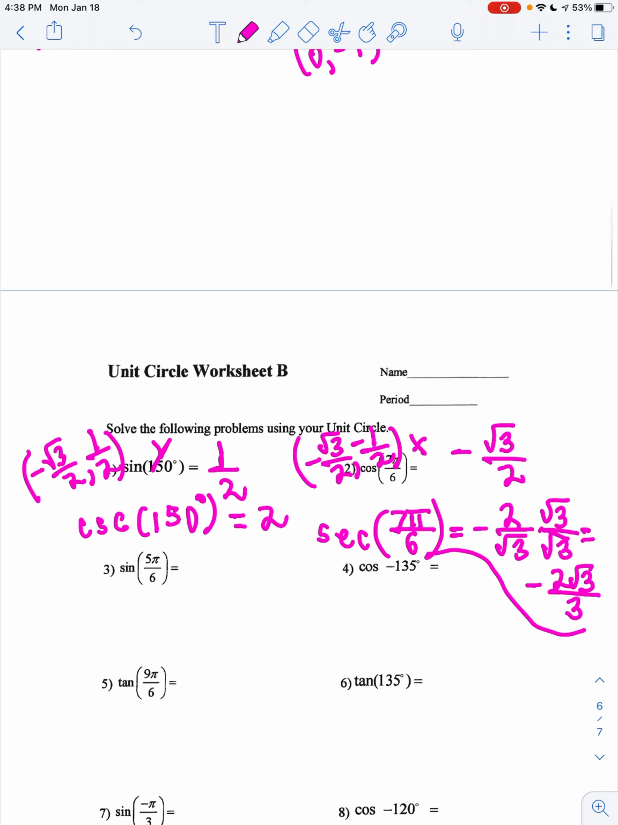How about the sine of 5 pi over 6? Well, remember, that's the same as 150 degrees. So they're really asking the same question as number 1, and that answer would be 1/2.